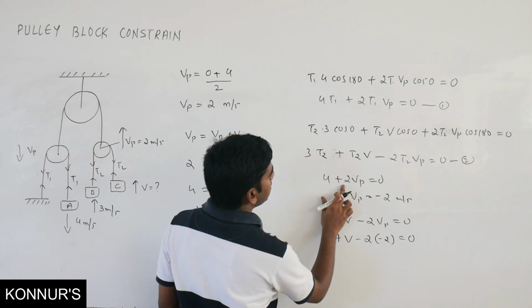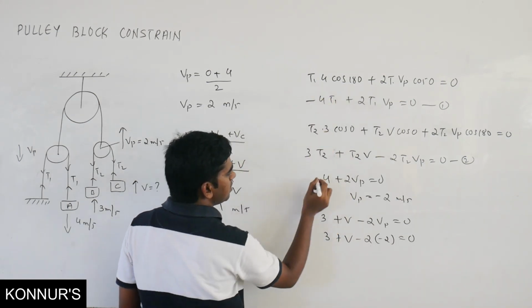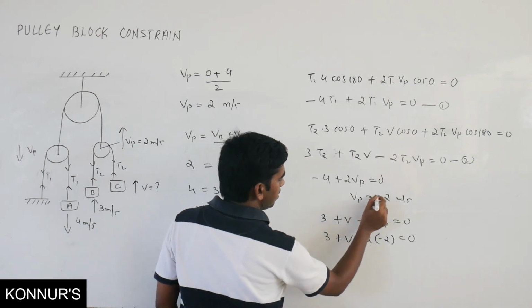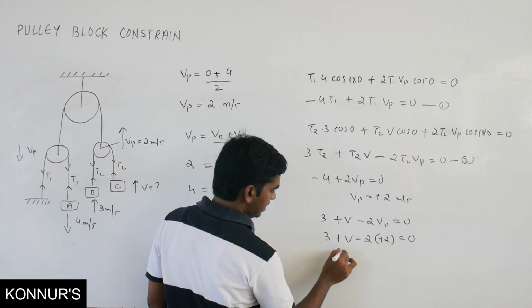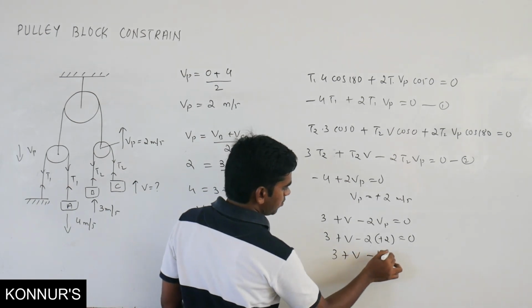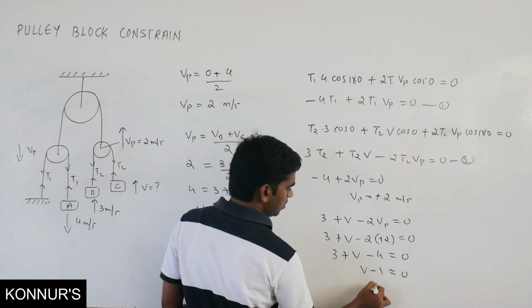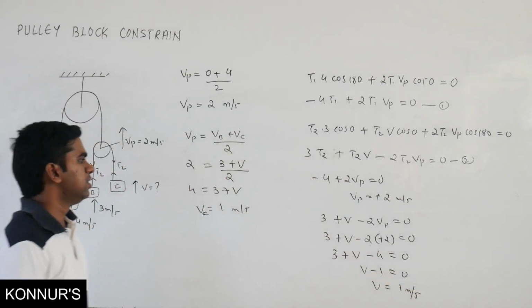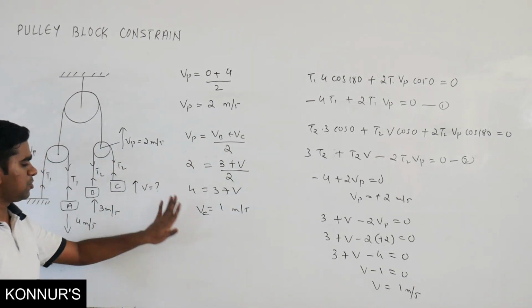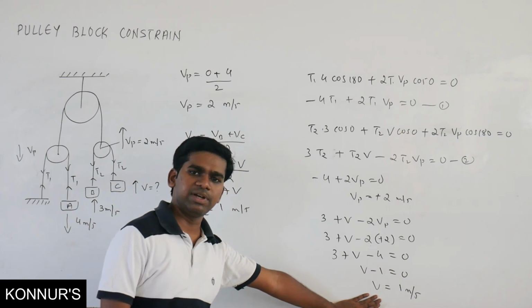Here there is a negative sign with Vp, so this will become positive. So what will happen? 3 plus V minus 4 equals 0. So V minus 1 equals 0, so V equals 1 meter per second. So by using the pulley method we are getting 1 meter per second, and by using the tension method also we are getting 1 meter per second.